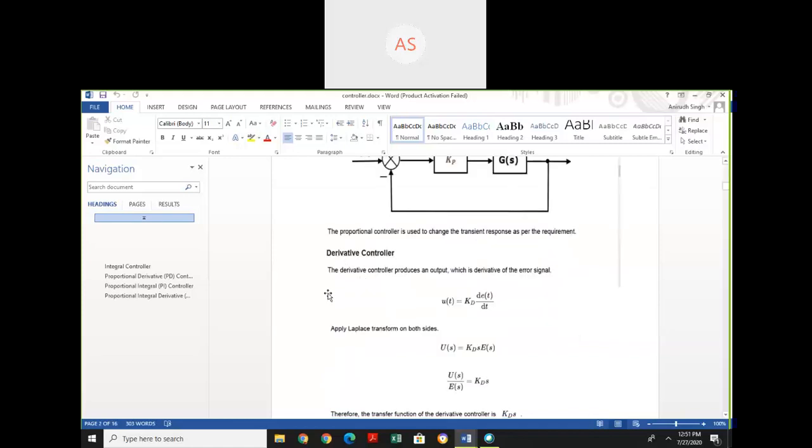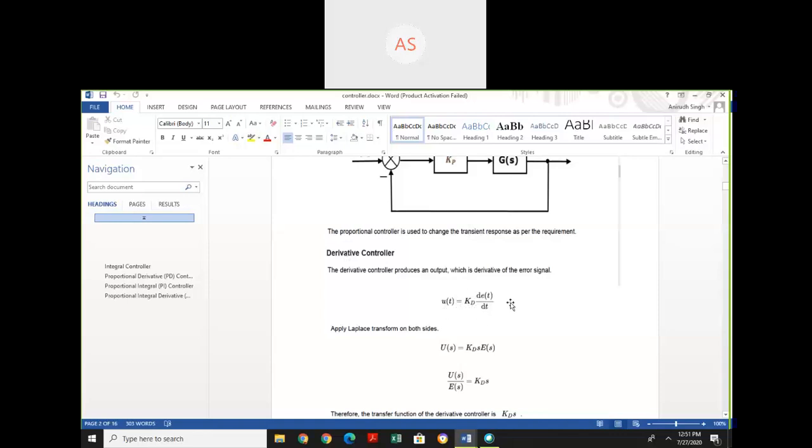Next is derivative controller. The derivative controller produces an output which is the derivative of error signal. Means output of controller is equal to the derivative of error signal, means de/dt, and it is equal to Kd. Derivative means Kd, यहाँ D दिया है डेरिवेटिव की वजह से.